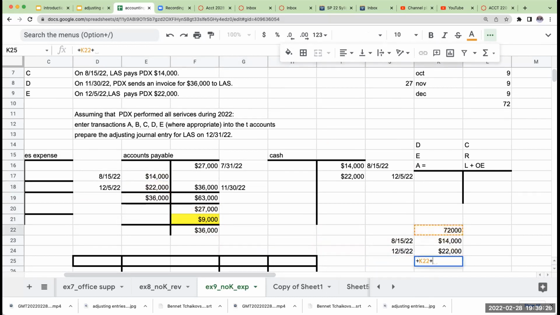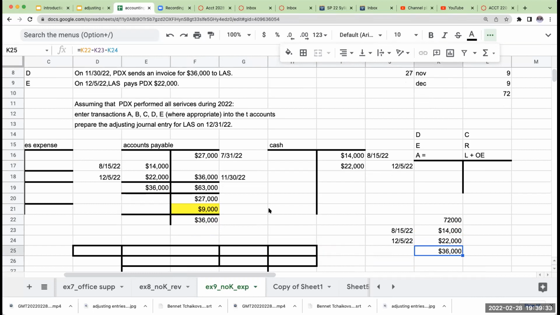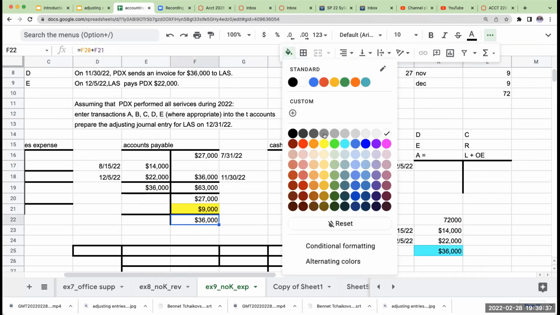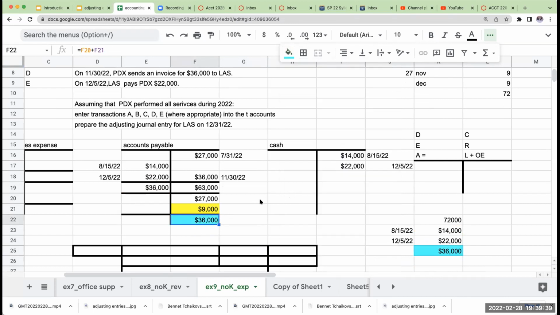So how much do I owe? Right over here, I'm going to owe them 36,000. This is the ending balance after I make that adjustment in my account. So I know I've done this correctly.